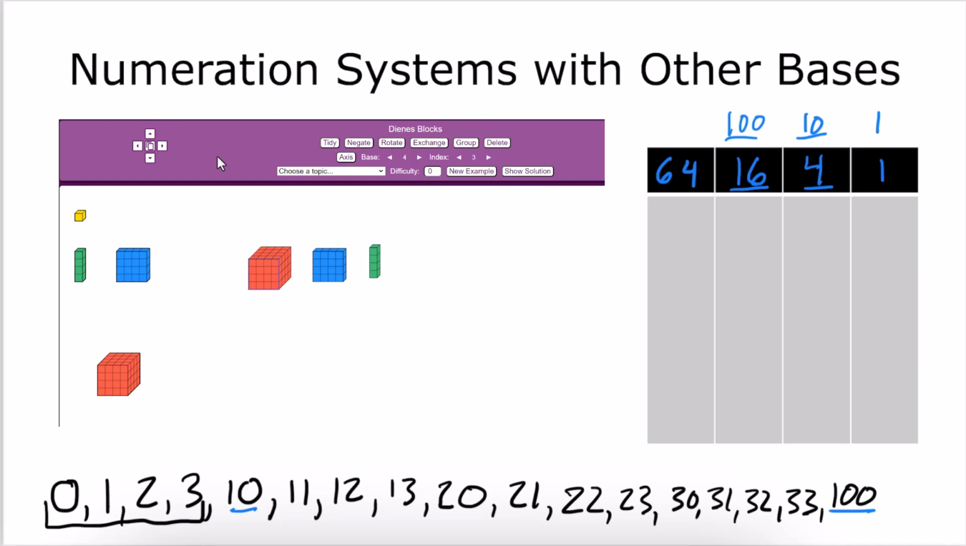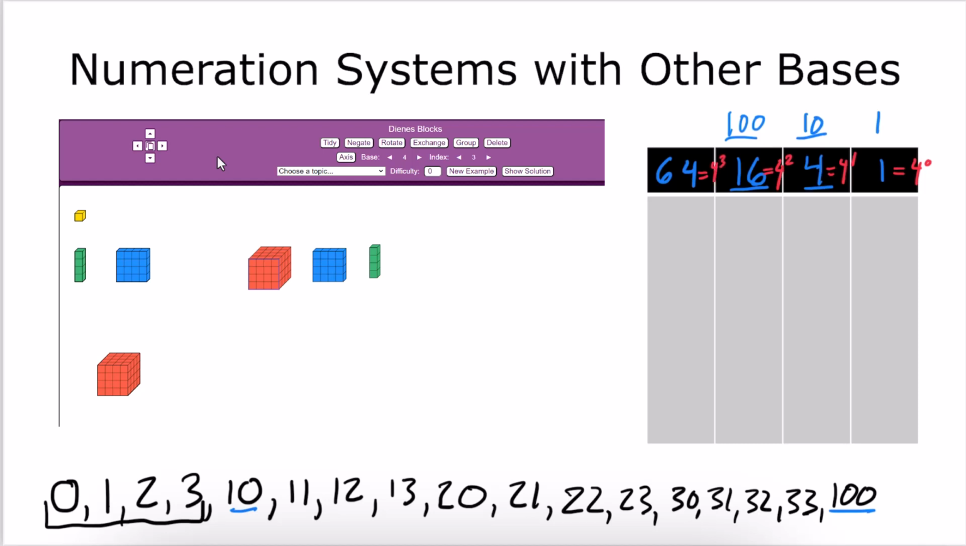Or another way you can do it is to use exponents, because the number 1 is equal to 4 to the 0 power. And the number 4 is equal to 4 to the 1st power. 16 is equal to 4 squared. And 64 is equal to 4 cubed.